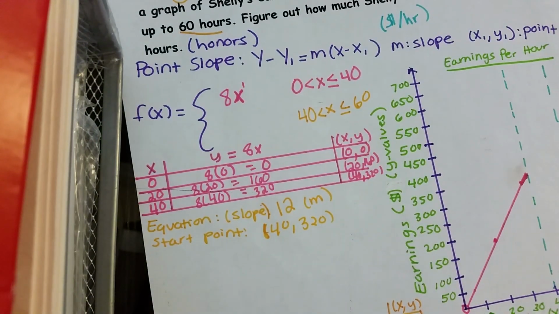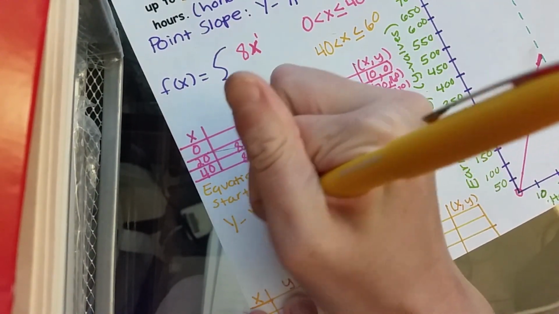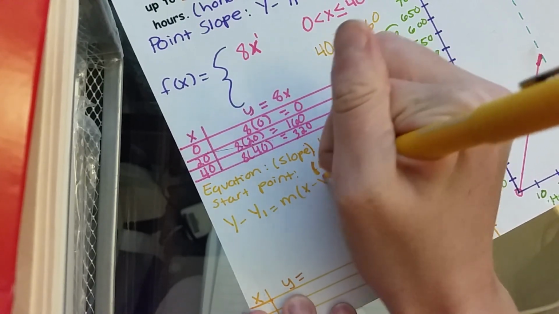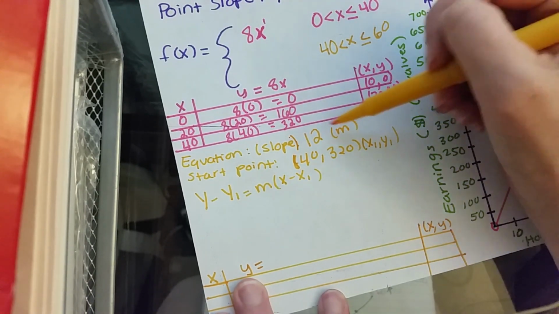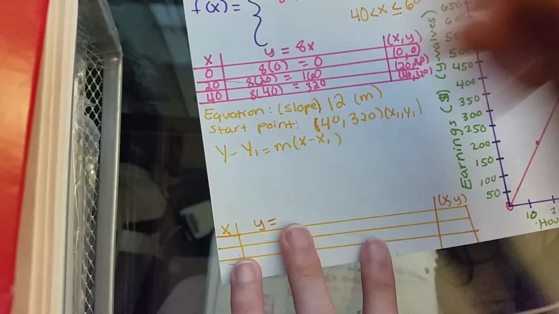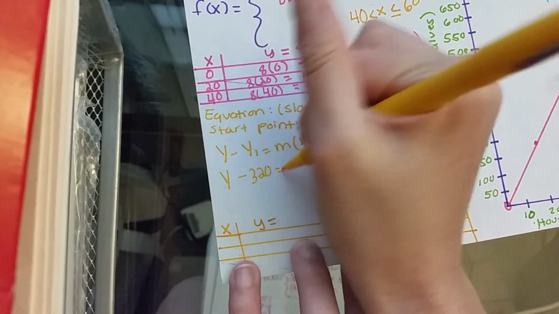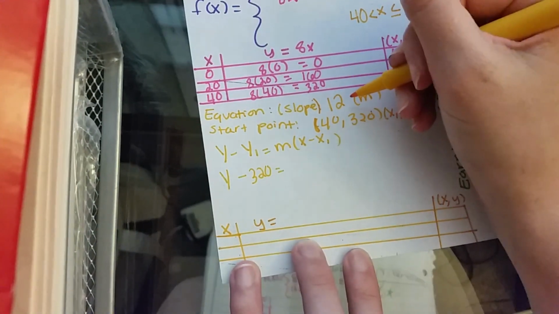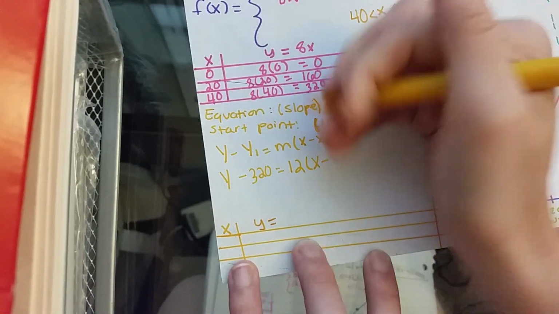So to find our new equation, which will give us the total amount that Shelly earns now that she's starting to make a different amount, we're going to be using this equation up here, which I'm going to copy down here. So this is our m, and this is our x1 and our y1. And we leave the y and the x alone. Okay? So we're going to have y minus our y1, which is 320, equals our slope, m, which in this case is 12, times x minus our x1, which is 40.